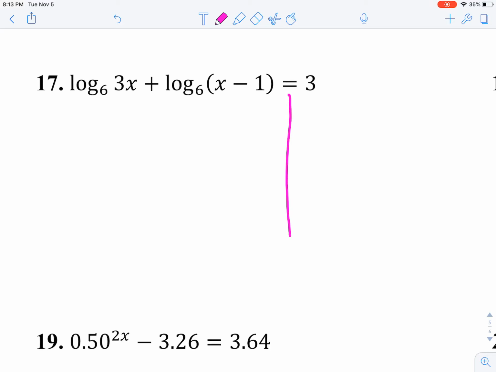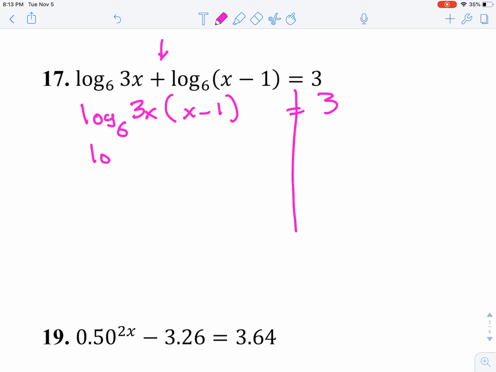Okay. So for this one, I'm going to start out with log 6, 3x. Addition is multiplication. So that's going to be times x minus 1. And that is going to equal 3. Okay. So far, so good. So I would like to use the distributive property as I simplify this. Not bad. Okay. Now we got to do just a little bit of work, okay?